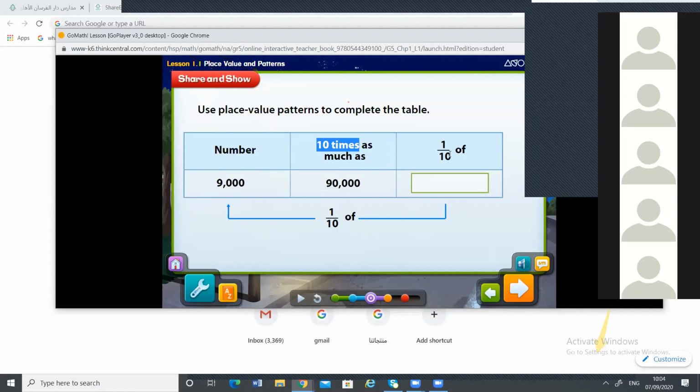So from 9,000, because see the arrow? From 9,000, if I say 1/10 of 9,000, that means do I need to add a 0 or I need to minus a 0? I need to remove the 0. Remove. Don't say minus, just say remove. If I have to remove the 0, so what is the answer? What is 1/10 of 9,000? Who will answer?